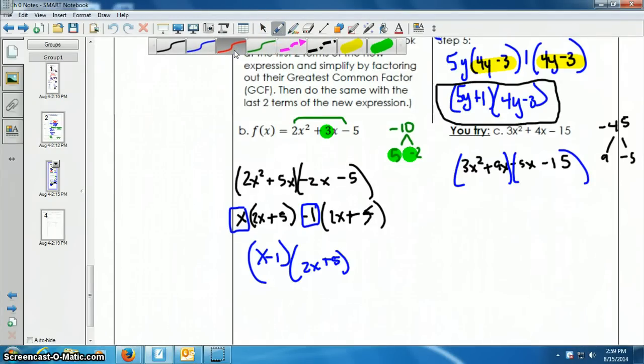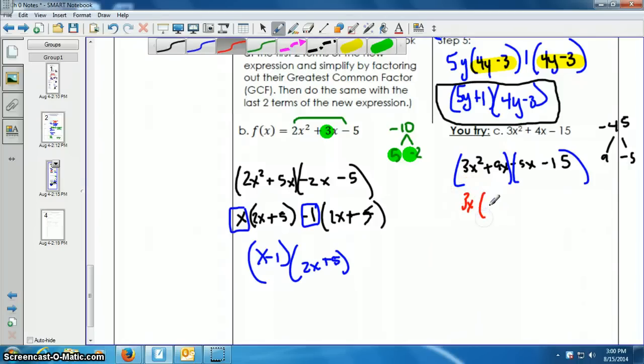Alright, so here's where we left off for part 2. Go ahead and give you the answer to the one that you tried. So pull this out, the greatest common factor, 3x, and then it's x plus 3. Over here pulling out a negative 5, and it is x plus 3.